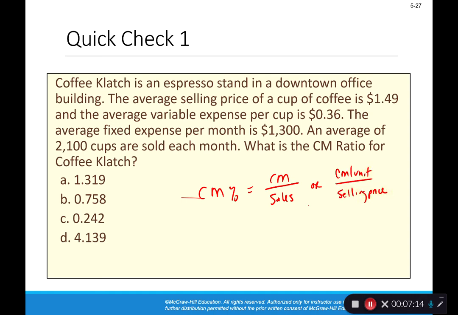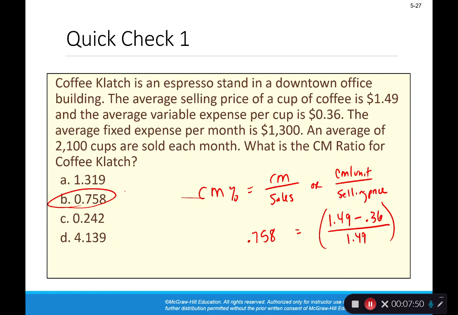The reason I bring that up is the info here is on a per unit basis. So to get my CM per unit, it's going to be the selling price of $1.49 minus the variable cost of 36 cents. And then we're going to divide that by the selling price of $1.49. And that'll get us our CM ratio. So $1.49 minus 36 cents is $1.13 divided by 1.49 gives me 0.758, or 76%.